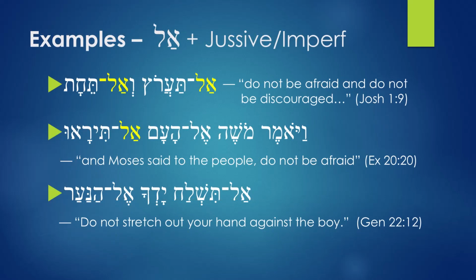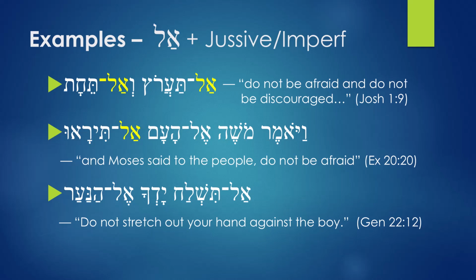Let's look at al with imperfect. Remember, Hebrew uses another particle that is al. Now, al can be used with the jussive, or al can be used with the imperfect. You're going to find sometimes it's used with the jussive, sometimes it's used with the imperfect tense. So let's look at the examples.